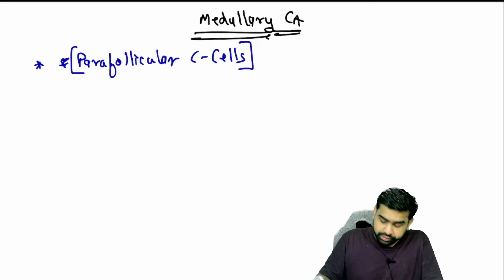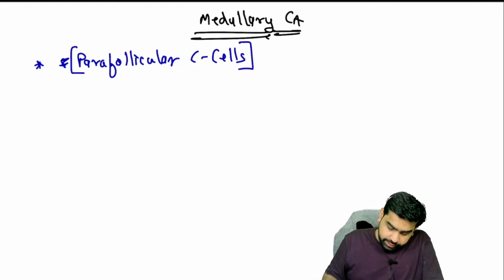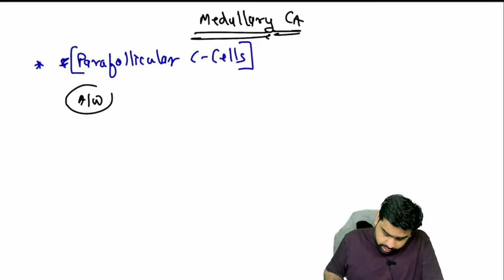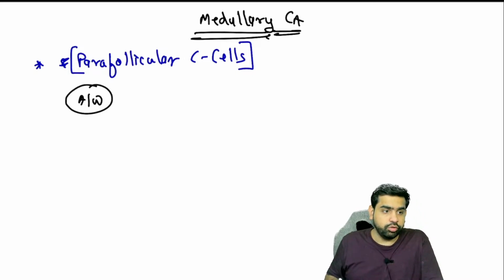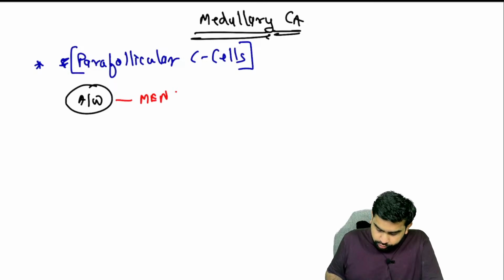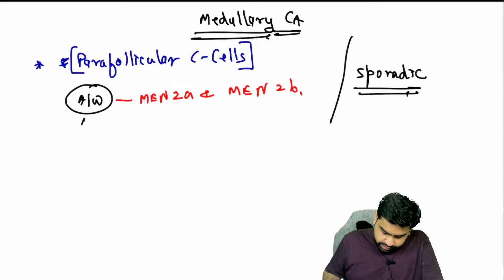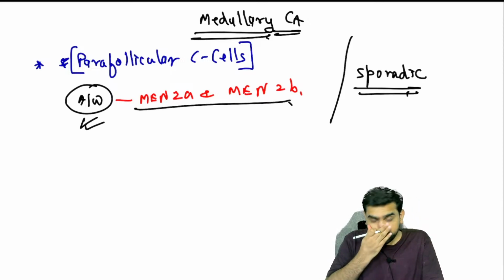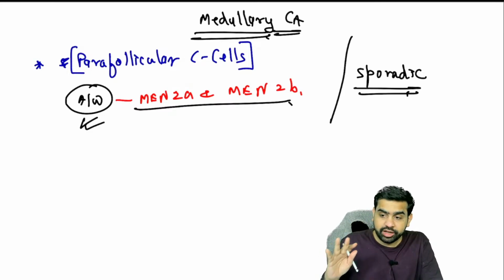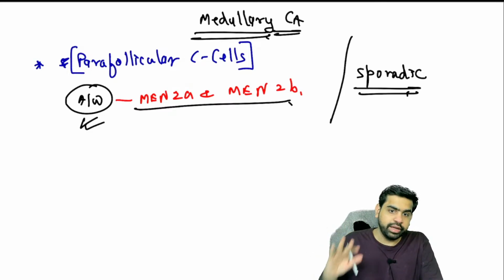Okay, now what you need to understand is that this medullary carcinoma of thyroid is associated with, so somebody has written MEN. No, it is not just MEN. This is associated with both MEN2A and MEN2B. Okay, so this can be sporadic also. I'm not saying that it cannot be sporadic, but yes, it is associated with MEN2A and MEN2B. The familial forms of medullary carcinoma of thyroid are associated with MEN2A and MEN2B.